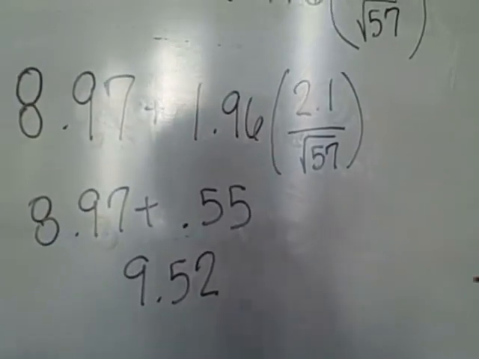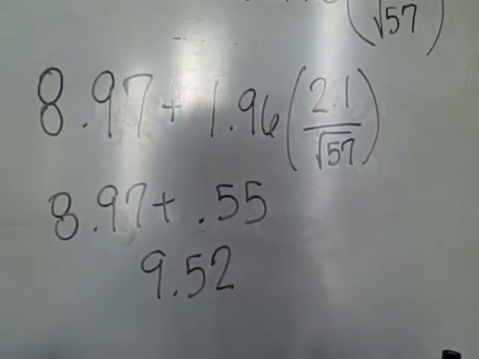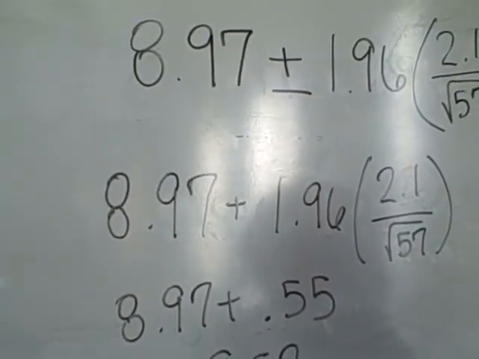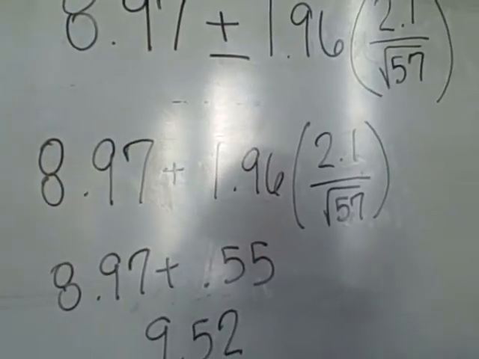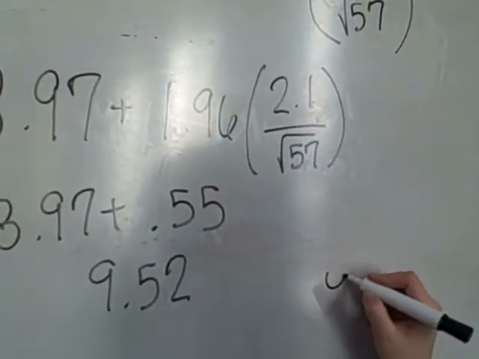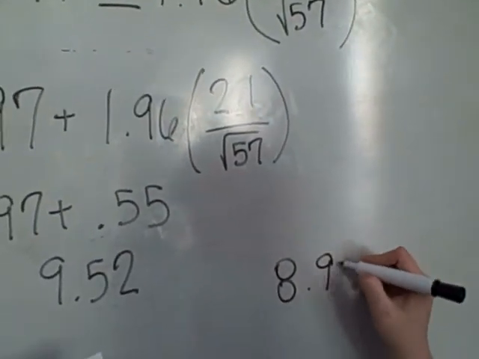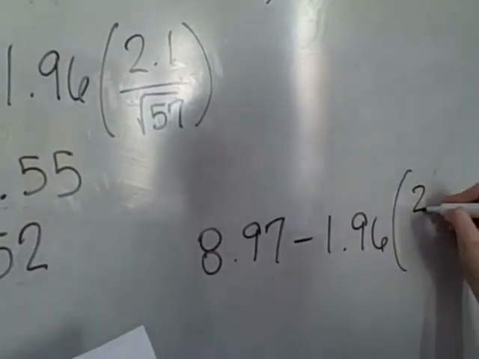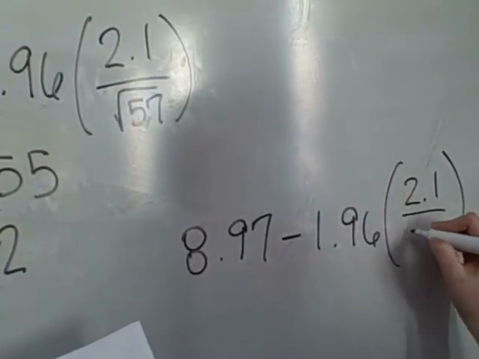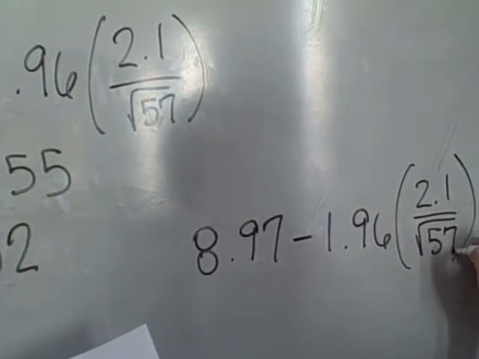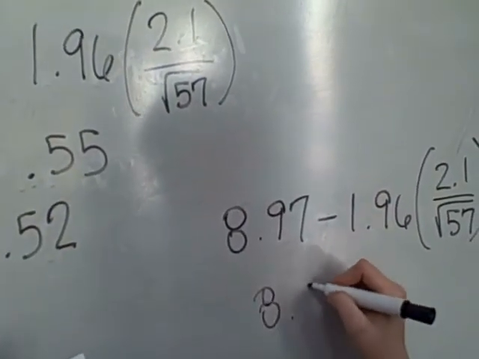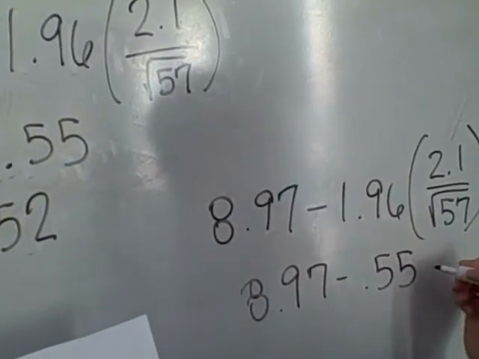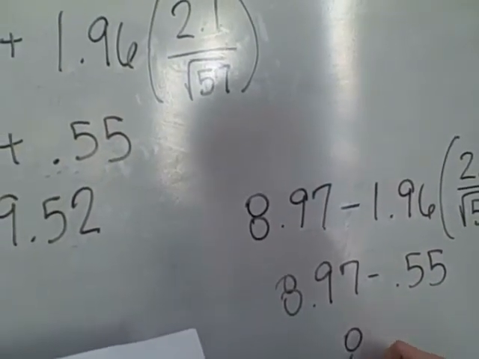And now I'm going to solve for 8.97 minus 1.96 times 2.1 divided by the square root of 57. Using 2.575, doing it like we just did, is going to be more accurate than using 2.58. I'm sure there's a formula out there somewhere.